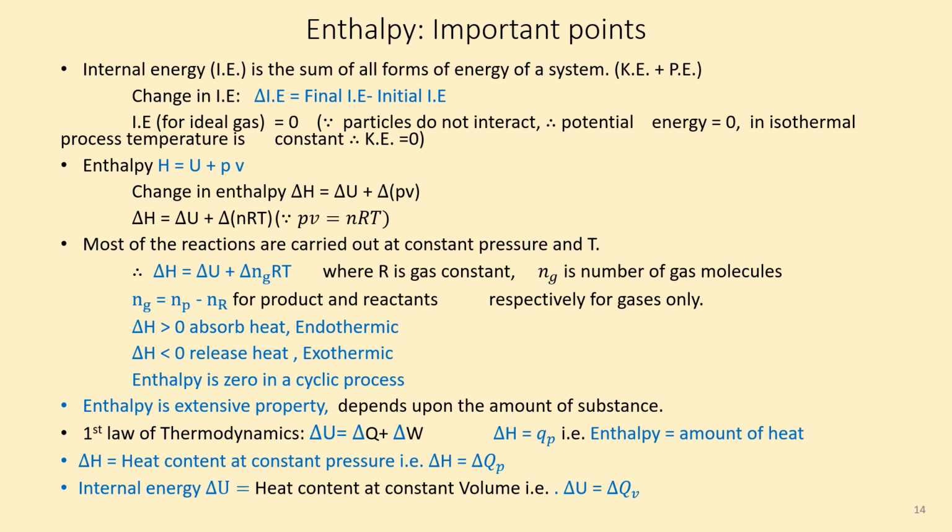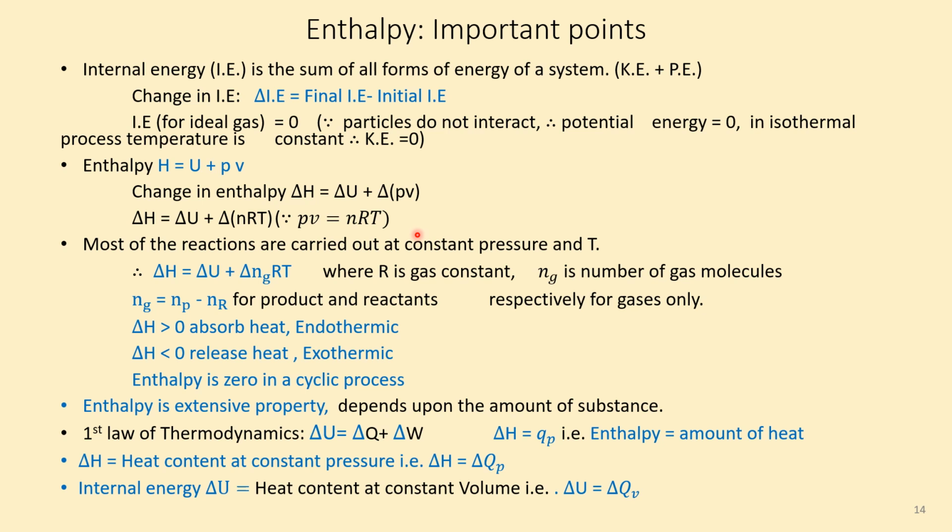The next relation is enthalpy. Enthalpy H is equal to U plus PV, where U is the internal energy and PV is the work done. The change in enthalpy, represented by delta H, is equal to delta U plus delta PV. We know from our ideal gas equation that PV is equal to nRT. Therefore, delta H is equal to delta U plus delta nRT.